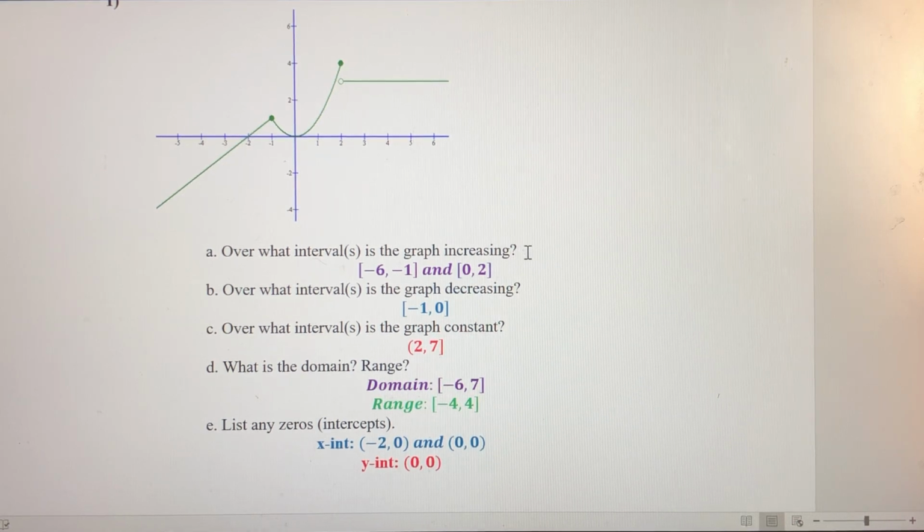The priority here was increasing and decreasing intervals, but we wanted to review some of these other terms as well. So that's how you determine when a function is increasing, decreasing, or constant.